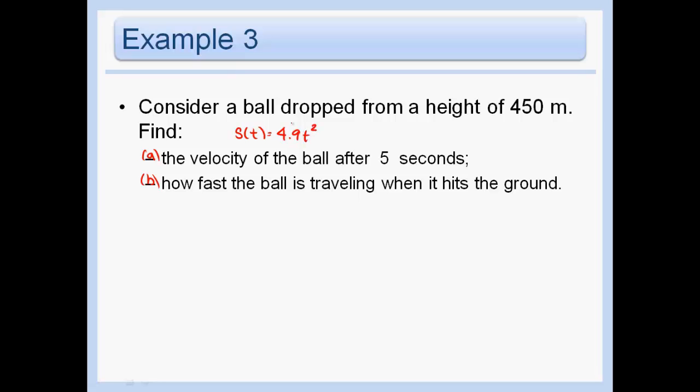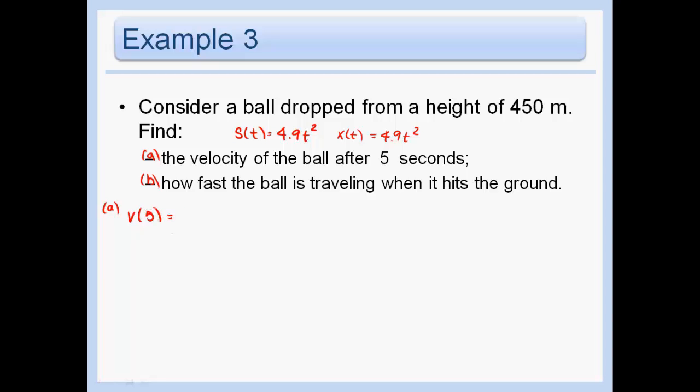And in this class, we're going to use s of t for position. That's what your book uses. Another popular notation is to call it x of t. But for now, we're going to use this because that's what your book uses. We know that s of t equals 4.9 t squared. We want to find the velocity of the ball after 5 seconds. Okay, so let's start off with A, and let's do the velocity after 5 seconds.